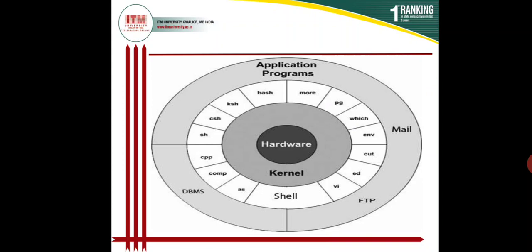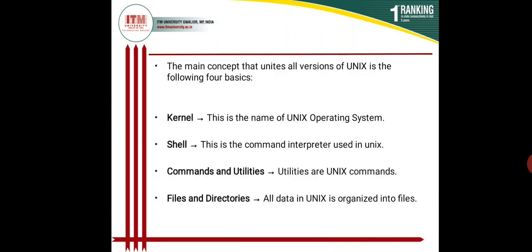Now the next we have the application programs and the file systems. These are the main components. The first one is the kernel, then we have the shell, then commands and utilities, and in the end we have the files and directories.